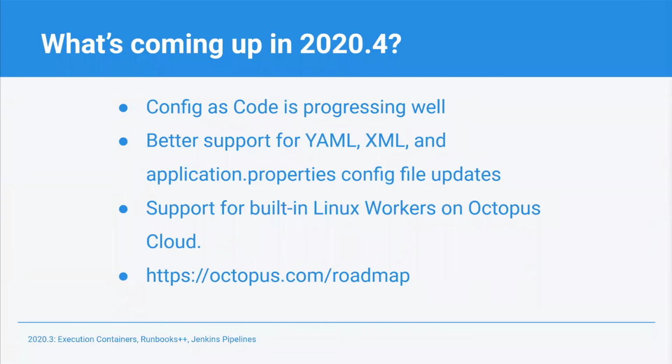And we're also bringing in support for built-in Linux workers on Octopus Cloud. Right now, we've only got access for a Windows Server 2016, and I believe we're bringing that up to Server 2019, and also bringing across the option for a Linux worker. If you want to keep an eye on these things, you can take a look at our roadmap and you can register to get updates on these individual features. You can go to octopus.com/roadmap.